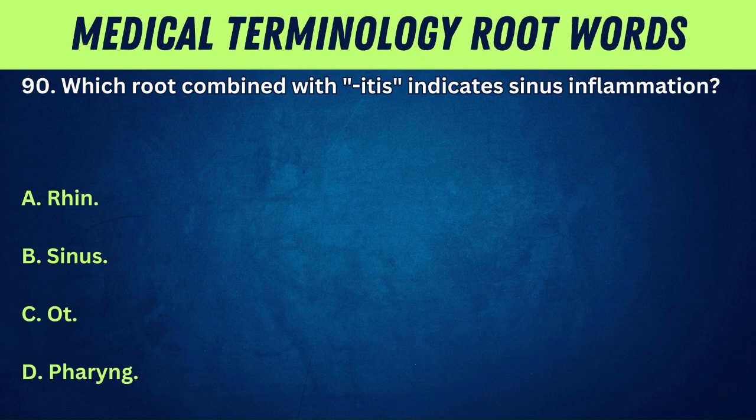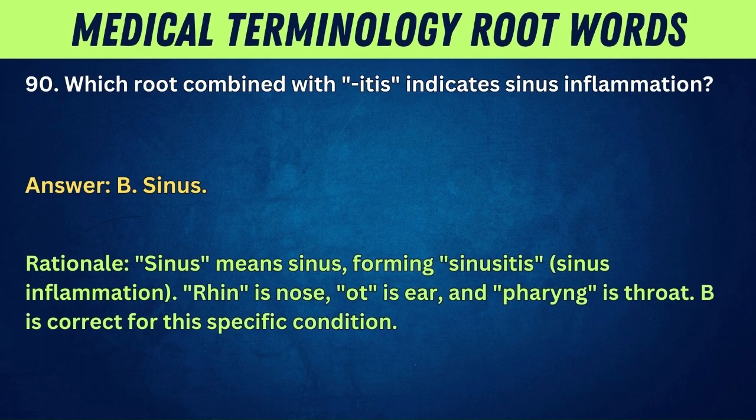90. Which root combined with itis indicates sinus inflammation? A. Rin. B. Sinus. C. Ot. D. Pharynge. Answer: B. Sinus. Rationale: sinus means sinus, forming sinusitis, sinus inflammation. Rin is nose, Ot is ear, and pharynge is throat. B is correct for this specific condition.